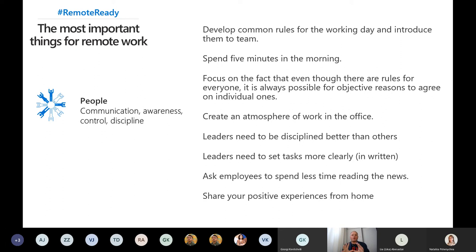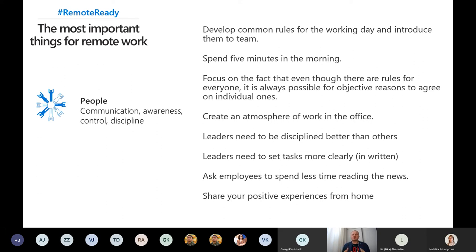And as a leader, focus and set tasks as clearly as possible. Use the tools for that, do it verbally, and of course, do it also in written form. Me personally, I make the task list for myself and for my employees in the evening, so it will be ready for tomorrow and I can communicate the task for the day ahead very clearly.